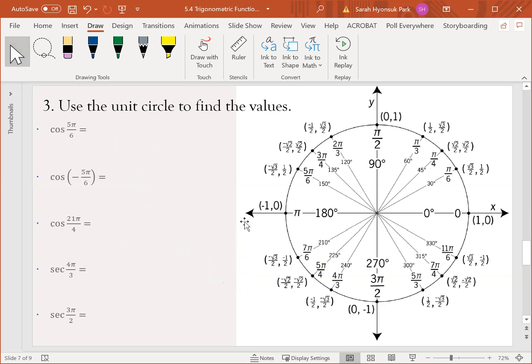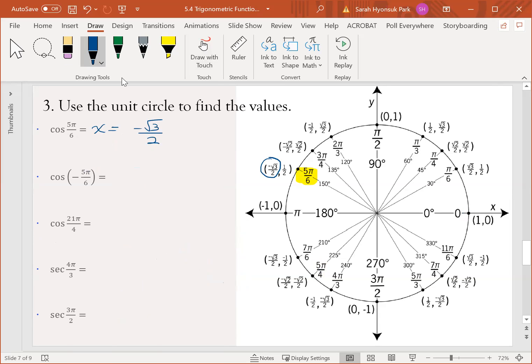All right, so same concept, but this time I want to focus on cosine and secant. So cosine of 5 pi over 6, you want to see what's the x value at that angle measure. So 5 pi over 6 is, there it is. And if I look at the x value of that coordinate, it's negative root 3 over 2.